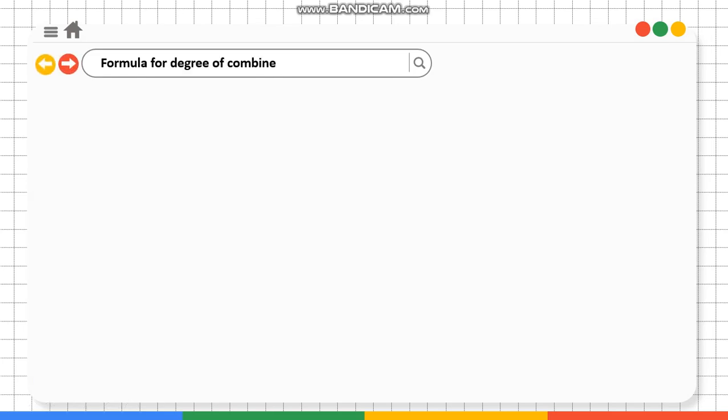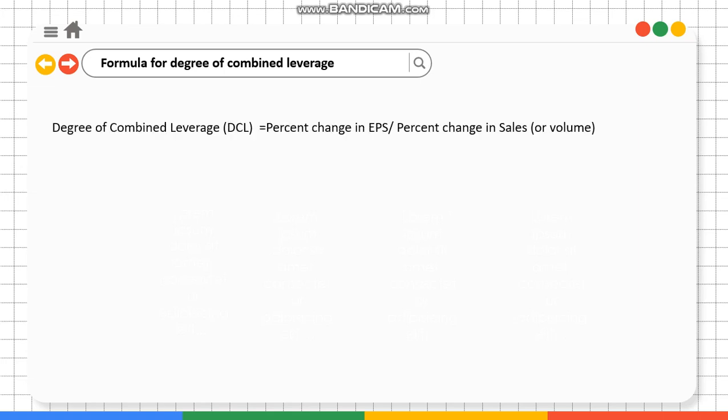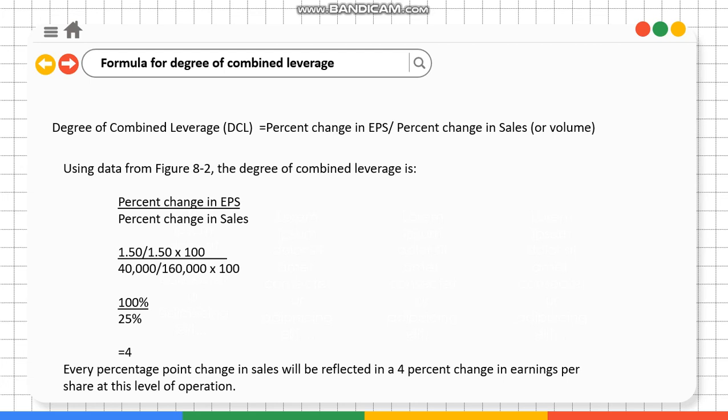So here's the formula for degree of combined leverage. Degree of combined leverage equals the percent change in EPS divided by the percent change in sales or volume. Using data from 8-2, the degree of combined leverage is the percent change in EPS over the percent change in sales. So 1.50 divided by 1.50 times 100% over 40,000 divided by 160,000 times 100% is equal to 100% over 25%, for a total of 4. Every percentage point change in sales will be reflected in a 4% change in earnings per share at this level of operation.